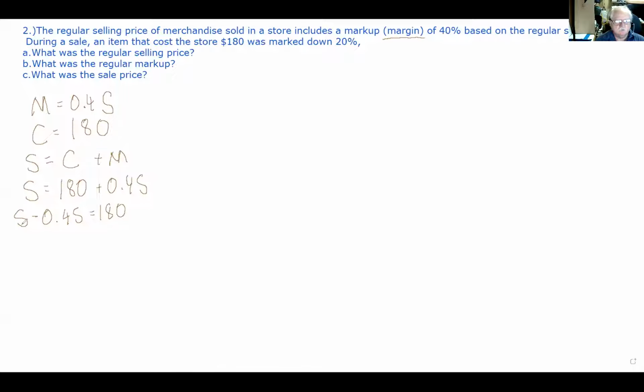So we have over here 0.6 S equals 180. So S must equal 180 divided by 0.6. So now with the help of a calculator, we can figure that out. And quite correct, this equals 300. So that would be our answer to part A, 300.